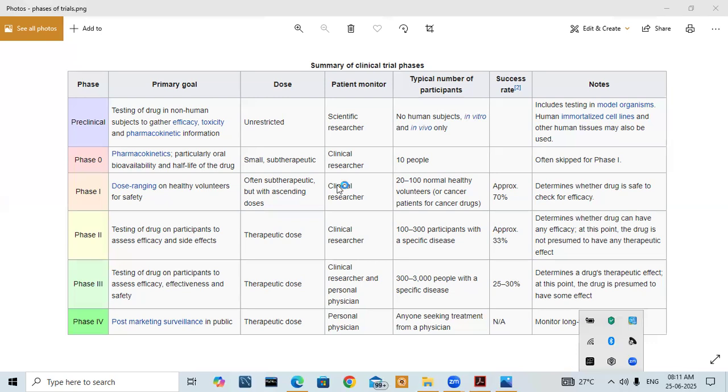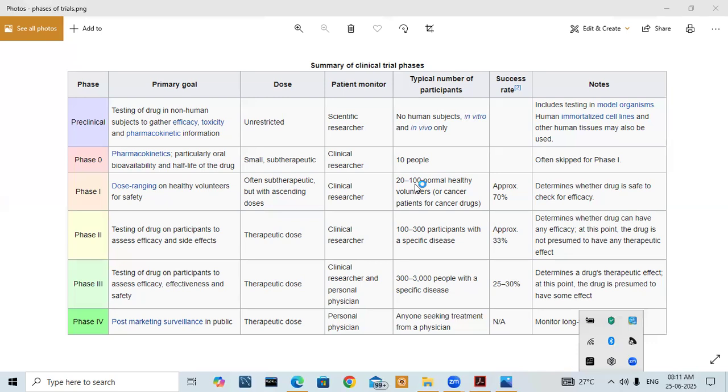And it is done by the clinical researcher. And how many people are involved in the phase 1 studies? We are taking 20 to 100 people. 20 to 100 people are usually involved in the phase 1 studies, not more than 100. So this is also a small group only, not a very big amount of people.